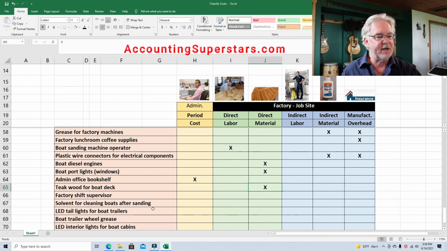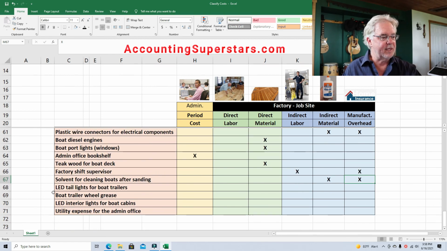Factory shift supervisor. Now that's in the factory, but the factory shift supervisor is not building boats. The factory shift supervisor is not out there sanding the fiberglass or painting the fiberglass. Now, since I'm checking indirect labor, I'm going to check manufacturing overhead. There we go. Solvent for cleaning boats after sanding. Well, it's kind of the same idea as the glue and other items. It's not worth tracking. Solvent's pretty cheap.